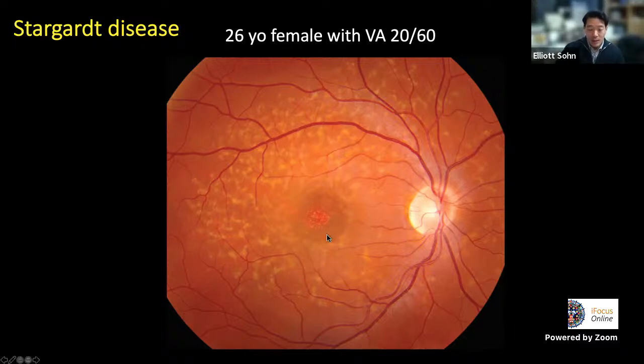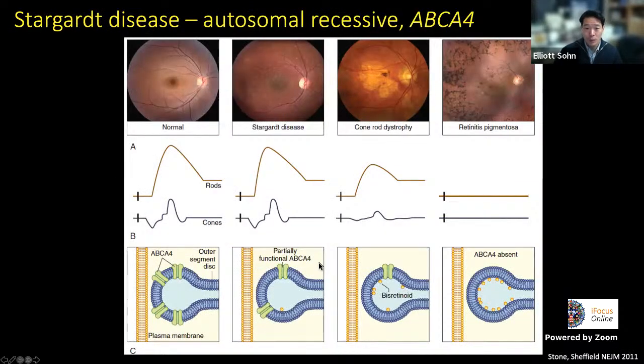And this doesn't have this kind of beaten bronze appearance in the center of the vision, but this is a pretty typical thing that you might see in a patient with Stargardt disease. And then you can see clearly these flecks surrounding it. So this patient has an ABCA4 mutation. So Stargardt disease is autosomal recessive.